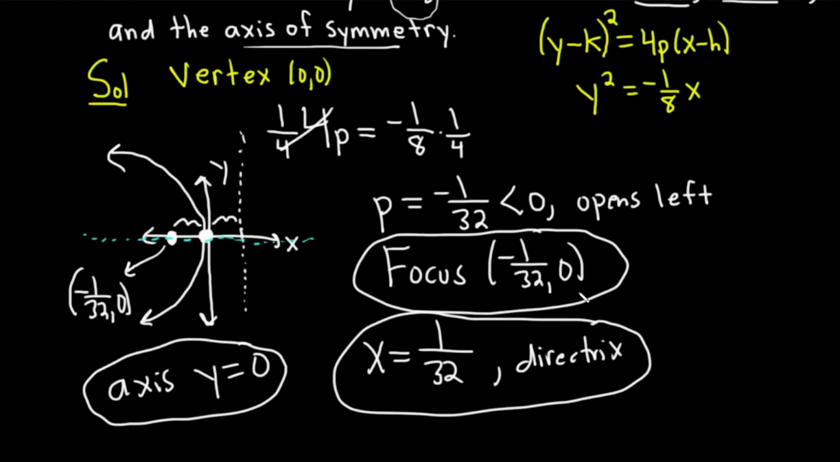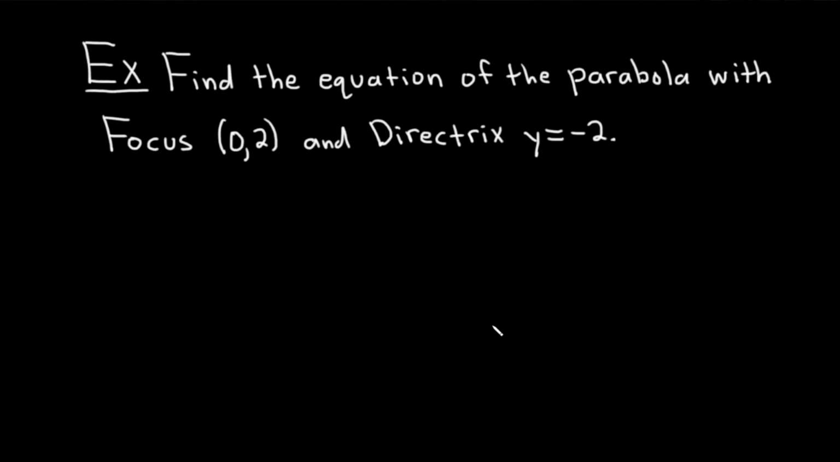Let's go ahead and do another example so that you can get better at these problems. In this problem, we are being asked to find the equation of the parabola with focus (0, 2) and directrix y equals -2. Let's work through its solution.